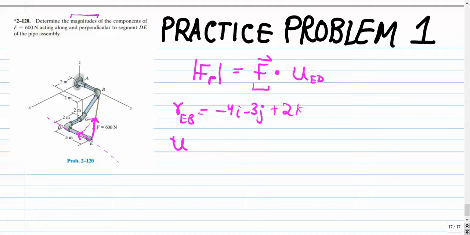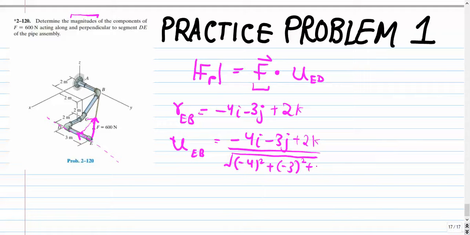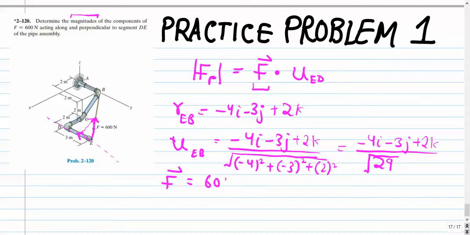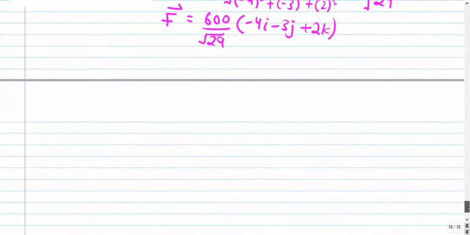Now that we have our length vector, we will find the unit vector in direction of the force, with its magnitude. And this would give us negative 4i, negative 3j plus 2k divided by the square root of 29. Okay, now that we have our unit vector, we can get the force vector by simply multiplying the unit vector by the magnitude of the force, and that is 600 newtons. So 600 over root 29 multiplied by the unit vector. So now that we have our force vector, we can move on to find the unit vector in direction of the axis ED.